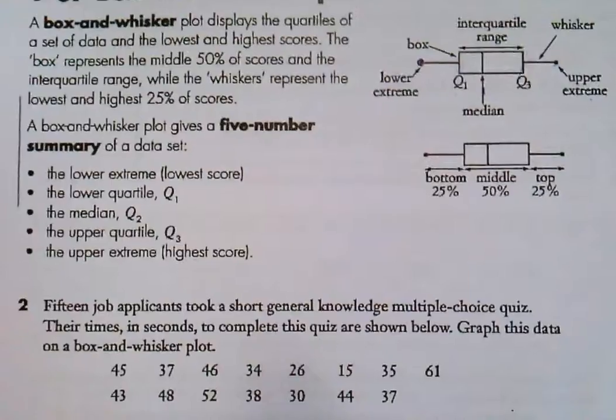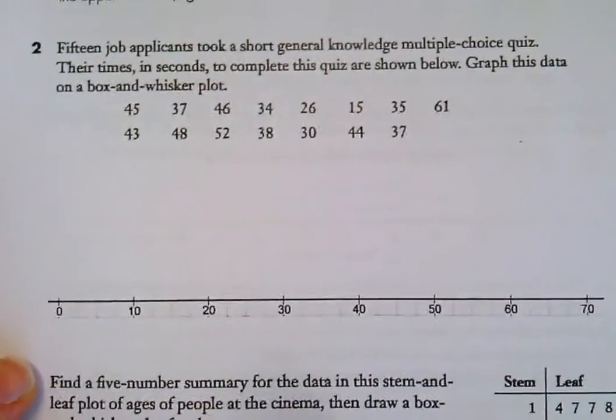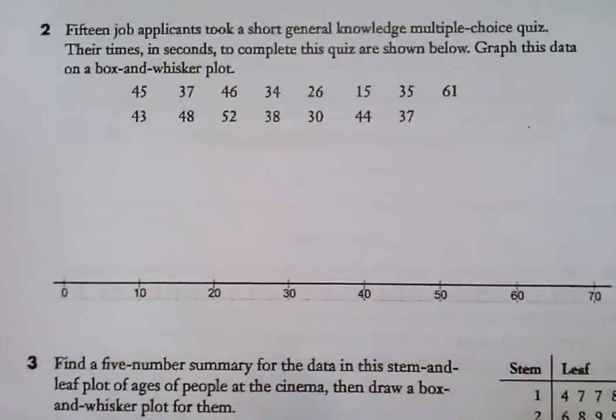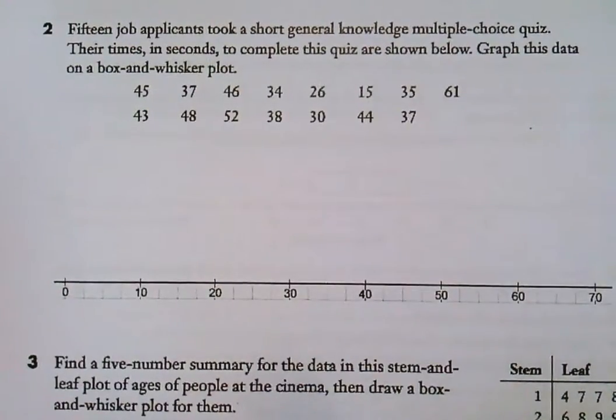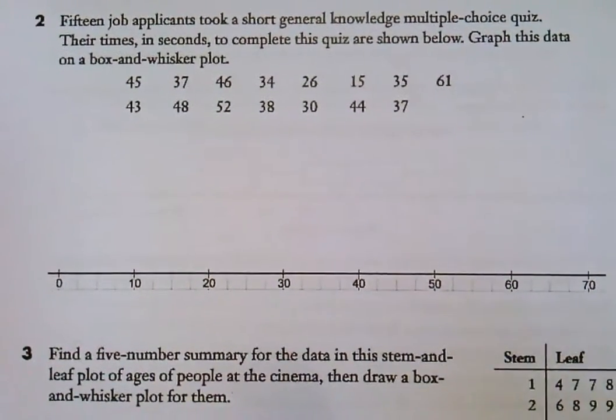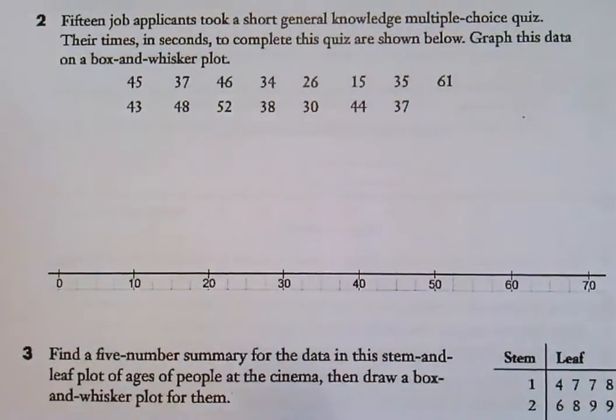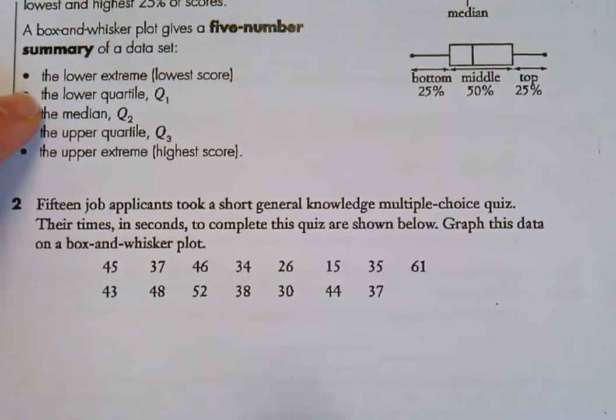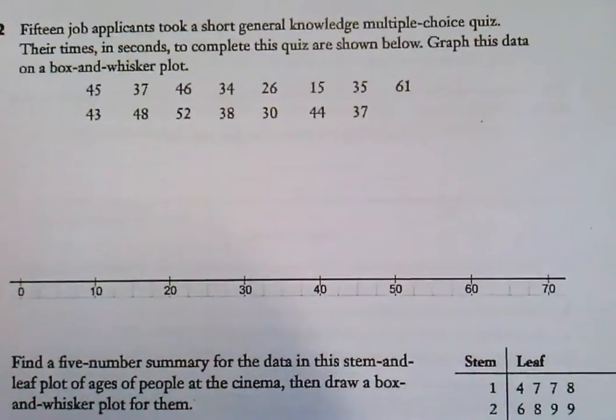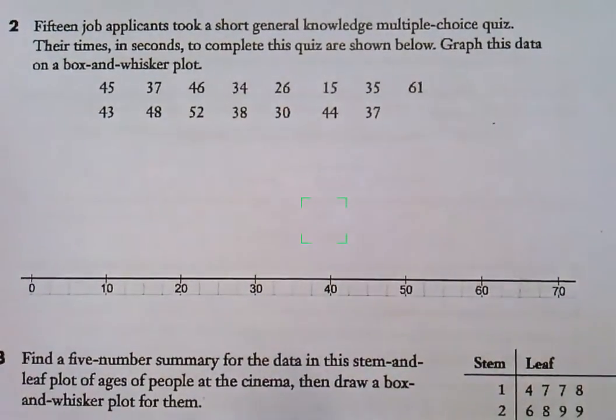Best thing to do is to actually do a question here. So here's question 2. It says 15 job applicants took a short general knowledge multiple choice quiz. Their times in seconds to complete this quiz is shown below. Graph this data on a box and whisker plot. Before you can do that, we need to know what the lowest score is, the lower quartile, median, upper quartile, highest score. What should we do? Rewrite them in order. Fantastic. Rewrite them in order from smallest to largest.